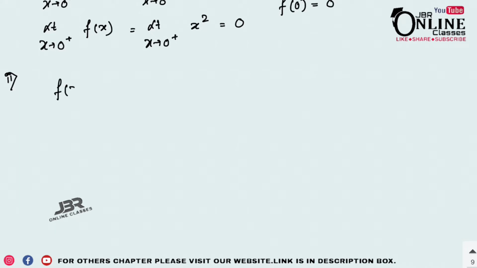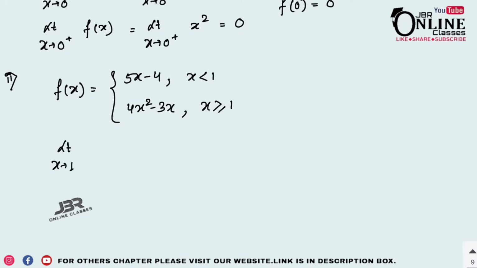16 2, here you have f(x), and here 5x minus 4 when x less than 1, and 4x square minus 3x when x greater than equal to 1. Okay, so for this one, limit x tends to 1 minus, f(x) means here x less than 1, so limit x tends to 1 minus 5x minus 4. Okay, 1 minus 5x minus 4, so that one equal to 5 minus 4, and it's 1.